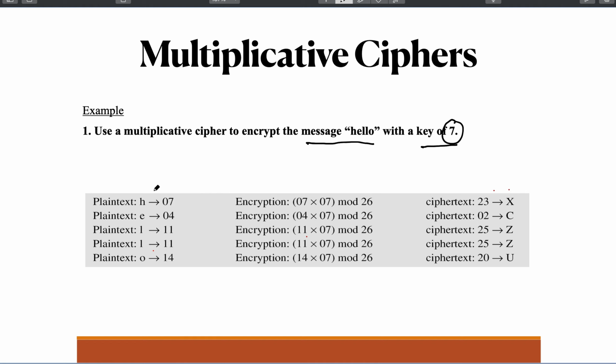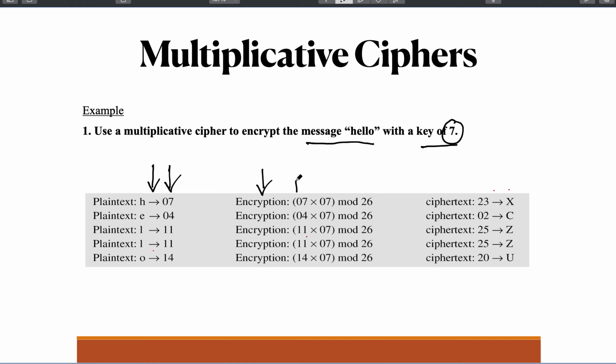Okay, so the first step here is to convert or represent this particular message, hello, in terms of the integer representation. Each and every letter is represented as an integer in the alphabetical sequence: H is 7, E is 4, L is 11 and O is 14. Now we are going to apply the mathematical equation for encryption using multiplicative ciphers.